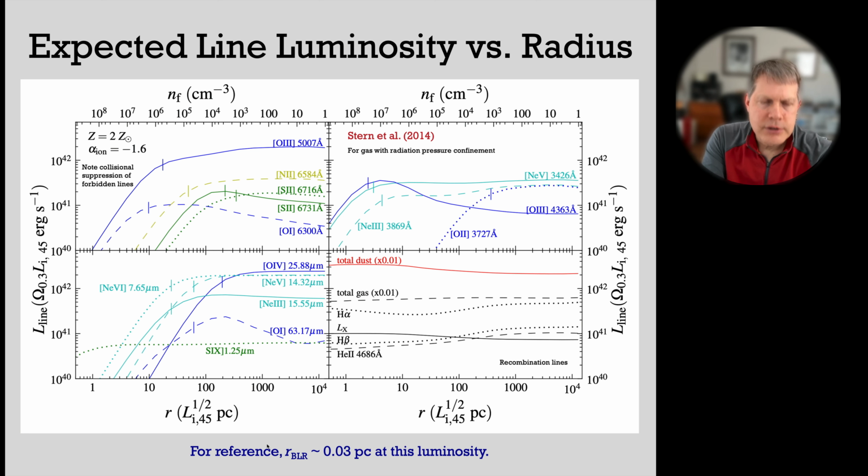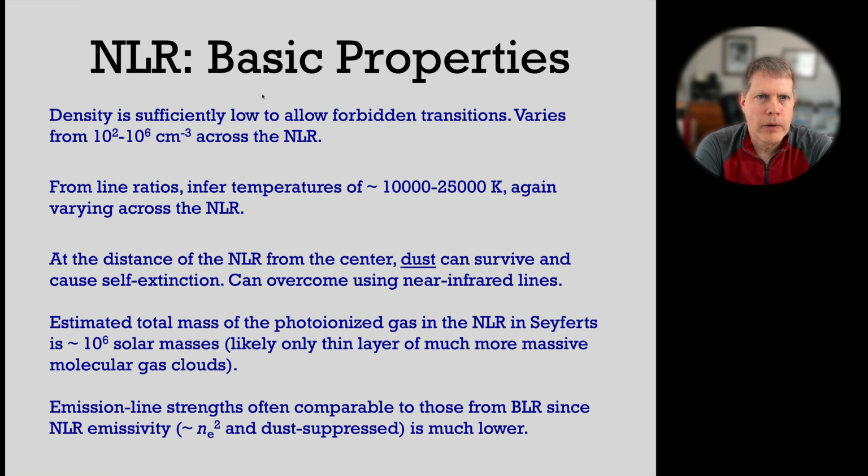And just for reference, to give you a sense, remember we talked about the broad line region in a previous lecture, and as a characteristic ballpark number at this particular luminosity, the broad line region would have a size of about 0.03 parsec, so on a much smaller scale than anything being shown here. So that shows you the characteristic size, the characteristic emission as a function of radius, and also the characteristic densities people are thinking about when they attempt to model the narrow line region.